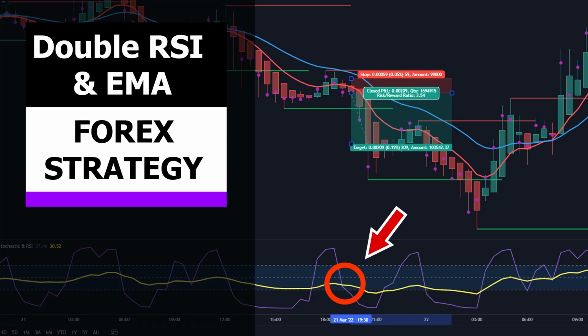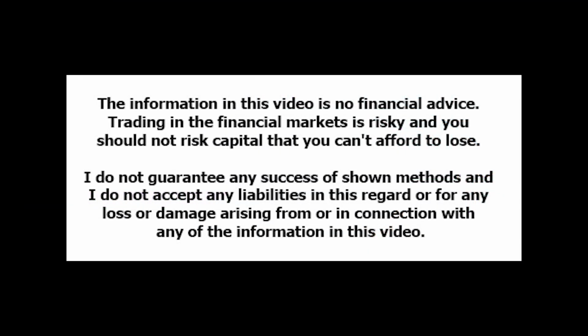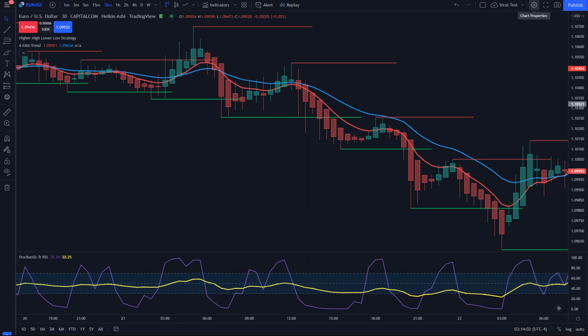Today I want to show you a Forex strategy using a double RSI, 2 EMAs, market structure and Heikin Ashi candles. Here I'm on Euro USD and I use the 30 minutes time frame. It is a pullback strategy, and using the Heikin Ashi candles it can be easier to spot the pullbacks and the continuation of the trend.